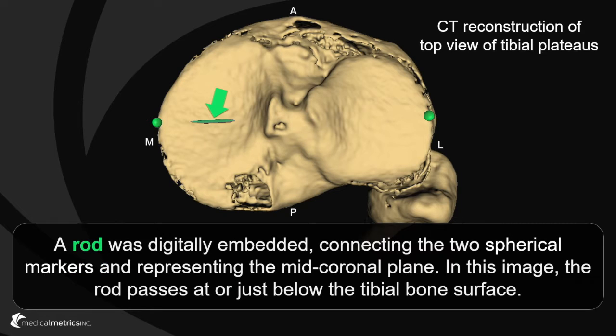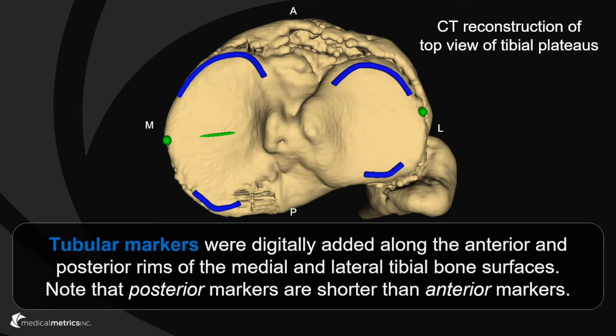A rod was digitally embedded, connecting the two spherical markers and representing the mid-coronal plane. In this knee, the rod passes at or just below the tibial bone surface. Tubular markers were added along the anterior and posterior rims of the medial and lateral tibial bone surfaces. Note that the posterior markers are shorter than the anterior markers.